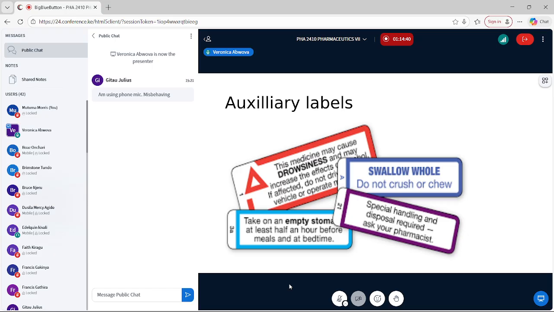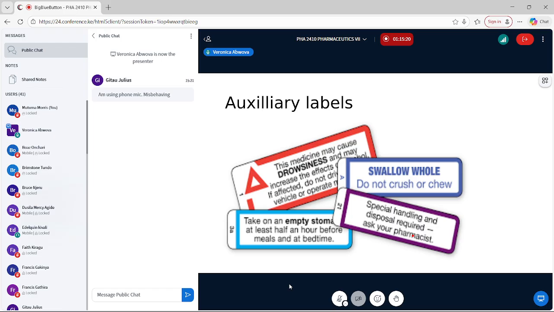So do not crush or chew, that is an auxiliary label. Special handling and disposal required, ask your pharmacist. Sometimes you have patients with drugs that need special disposal. It's important to tell them that this drug should not be disposed of normally. For instance, a patient may be on anti-cancers or things that may be harmful. They should be told the drug should not be thrown away; they need to bring them back to the pharmacy so that the pharmacist can dispose of the drugs.